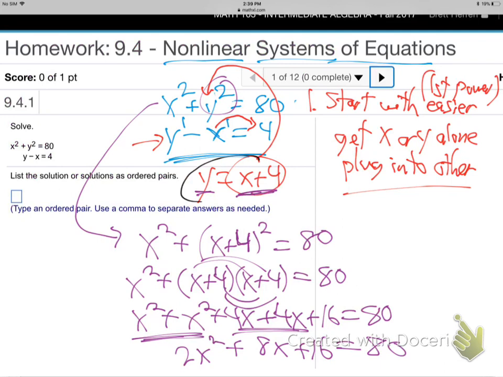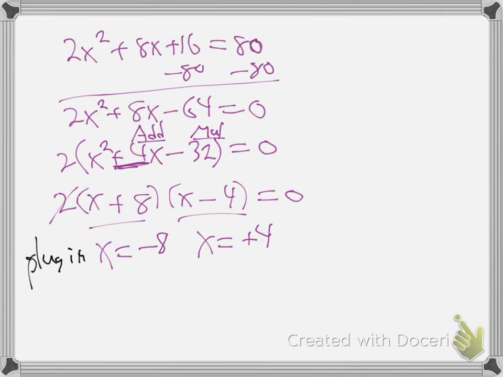In fact, I would even grab this one. Here, y is already alone. That was the easier one before I plugged it in, with y already alone. That's the best version to plug into. I'm looking for y, and y is already alone there from the easier of the 2 equations. Always use the easier one. So y equals x plus 4.